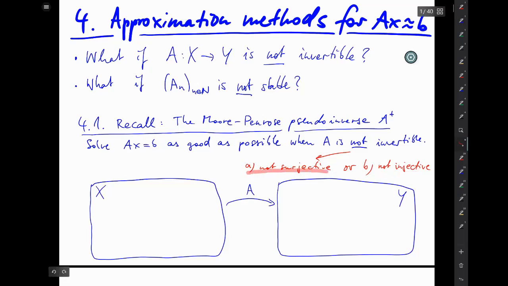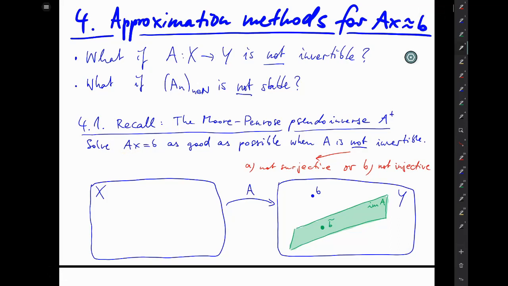So when A is not surjective, then the image of A is just a proper subspace of Y. Let me draw it as some kind of plane. And it could happen, and it will usually happen, that your right-hand side B is not inside that plane, inside that subspace, image A. So maybe it's over here. Then the idea was to replace the right-hand side B here by the nearest possible point in the image of A, because these are the only points that you can reach as outputs of the operator A.